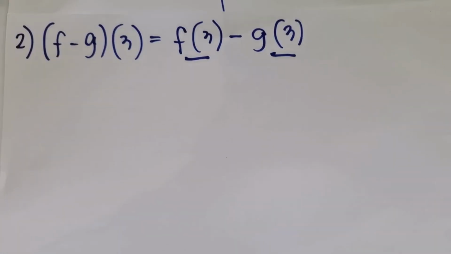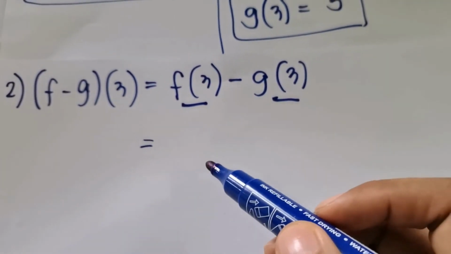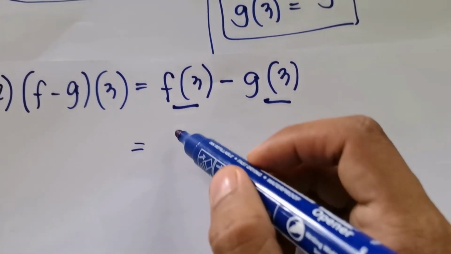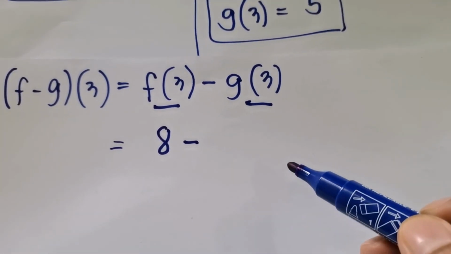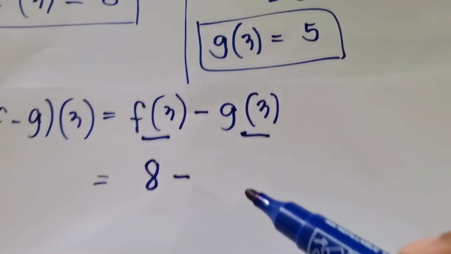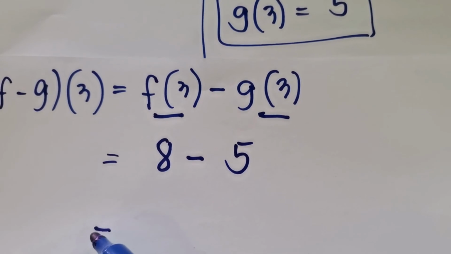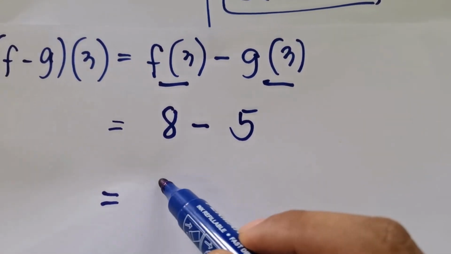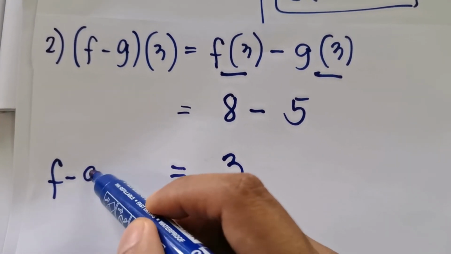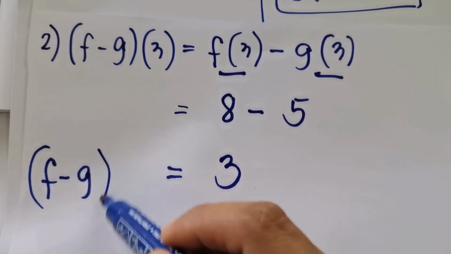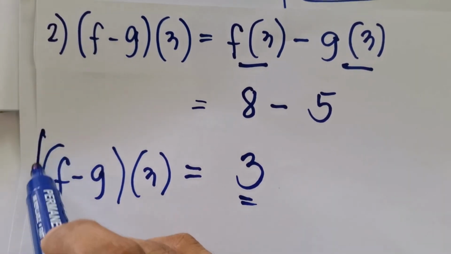So back to our solution. Our f of 3, again, we have 8. So this is 8. And then minus g of 3, we have 5. Now, 8 minus 5, of course, this is 3. So we can have the quantity f minus g of 3, which is just equal to 3.